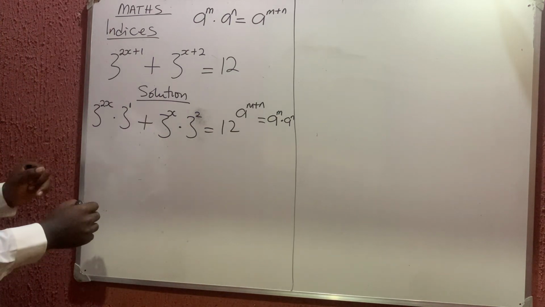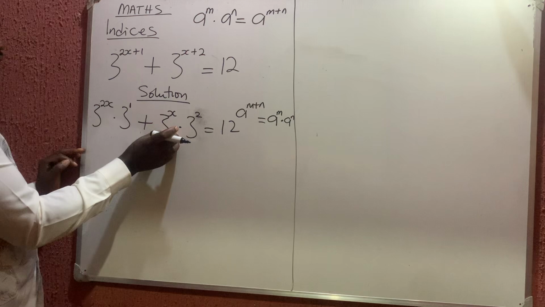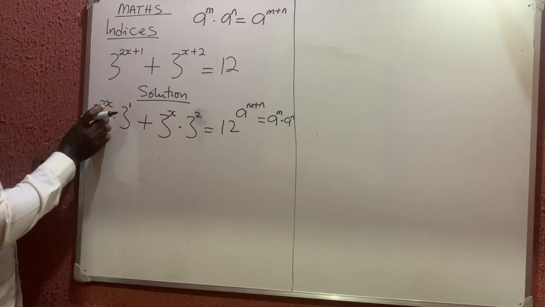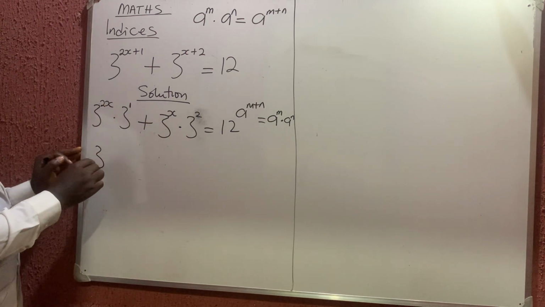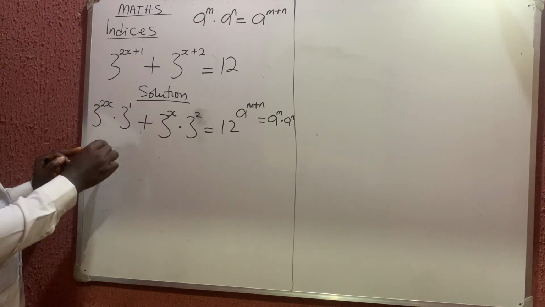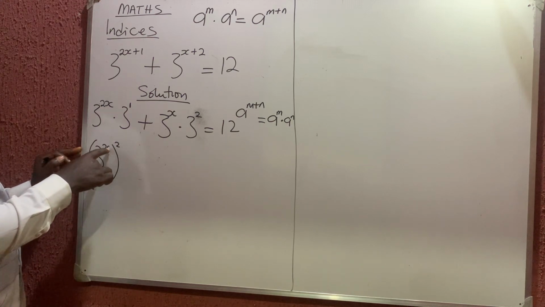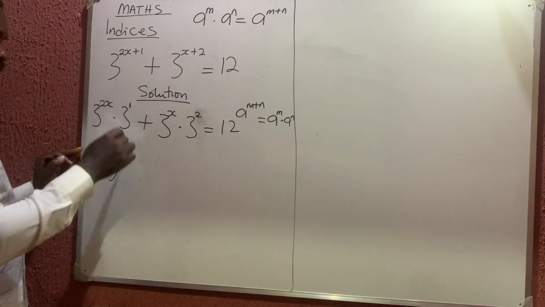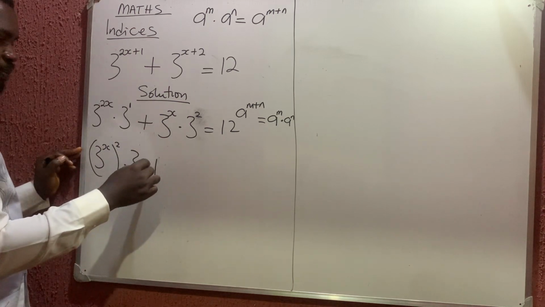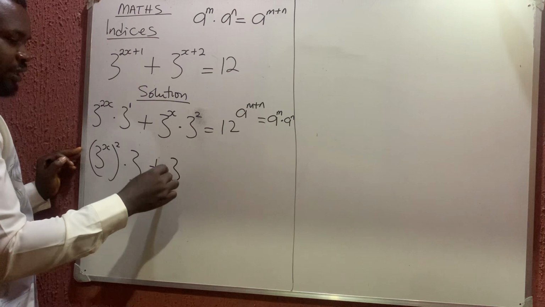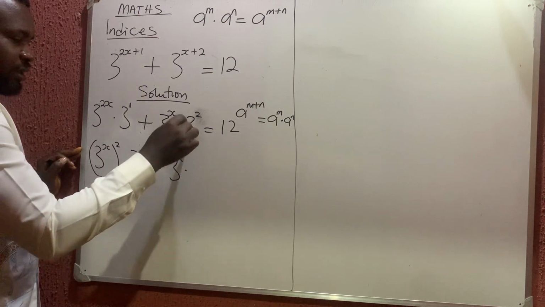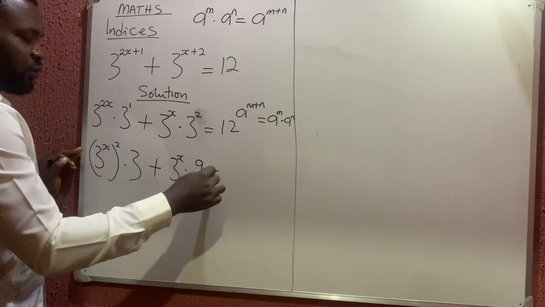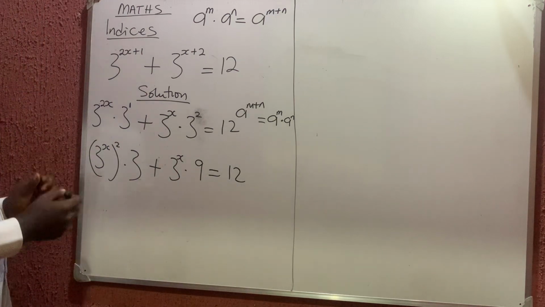So the next thing we're going to do is that since we have 3 raised to power x here, let us have 3 raised to power x here, then all raised to power 2, so that x times 2 can give us 2x. Multiply by 3 raised to power 1, which is the same thing as 3, then plus 3 raised to power x here, multiply by 3 raised to power 2, which is 9, is equal to what? 12. Are you getting that now?